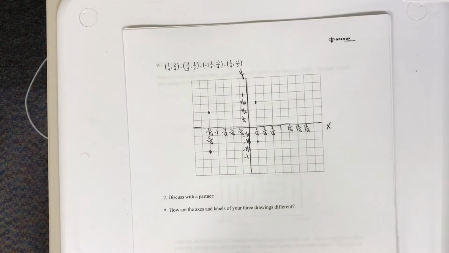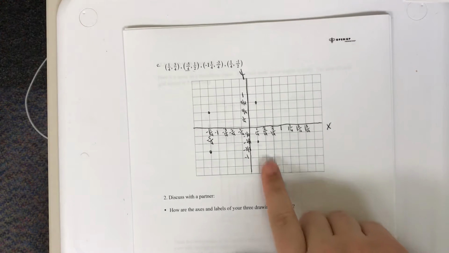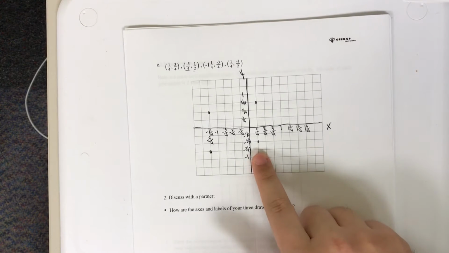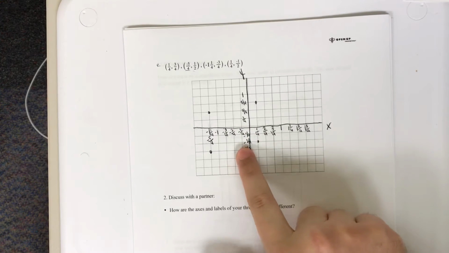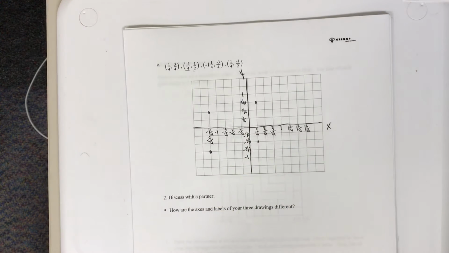So the whole point is that I want to be able to look at your graph and see that each point is represented individually based on the scale that you have used. So you really need to think about what scale you're using, because it's going to help you understand. The scale is going to help you plot the points to where they are reasonably located on the plane.